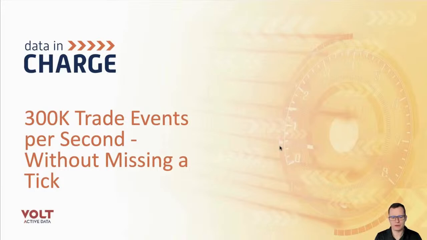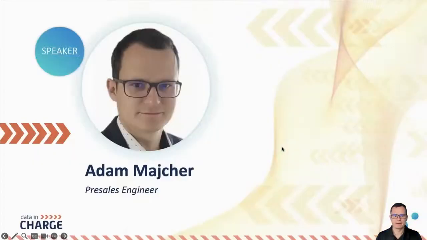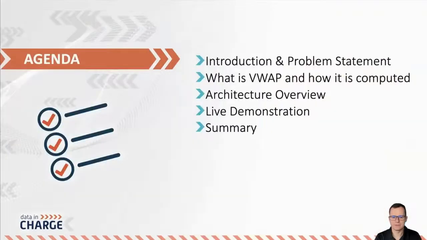Today we'll be talking about trade events processing in high scale, 300,000 transactions per second, without missing a tick. My name is Adam Majcher. I'm a pre-sales engineer here at Volt Active Data.